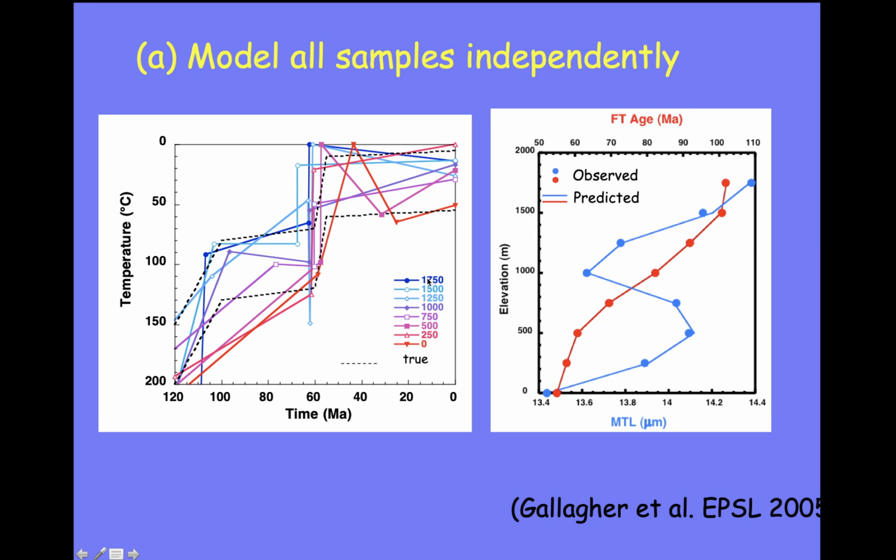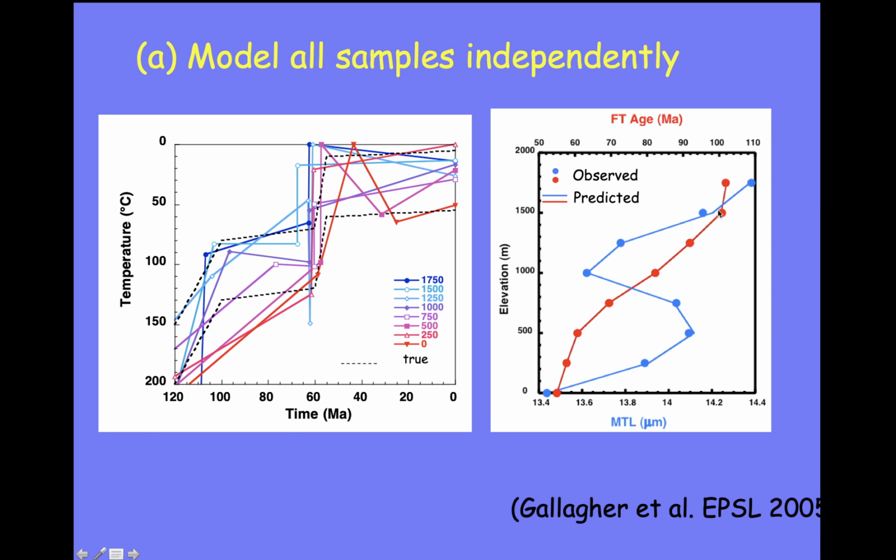We take each sample, we model the data, synthetic data, and look at what we get as a thermal history. You see that the red ones tend to be hotter and the blue ones tend to be colder, but it's a bit confusing to understand what's going on. We see the thermal histories for different samples cross over. So it's a little difficult to understand those results.